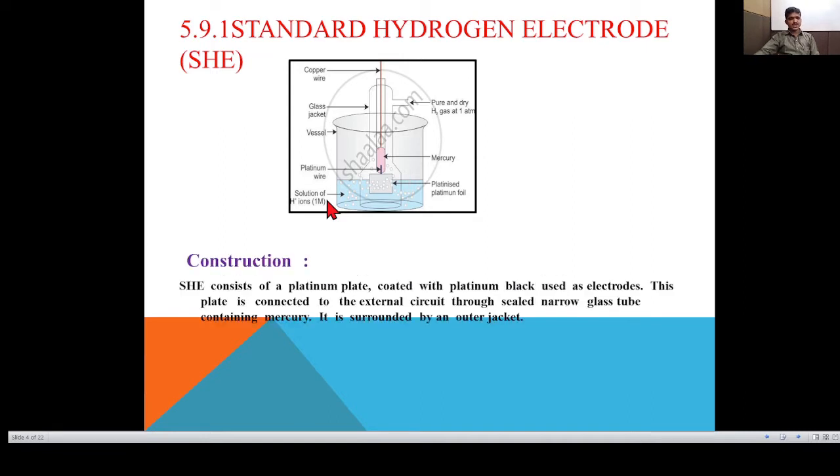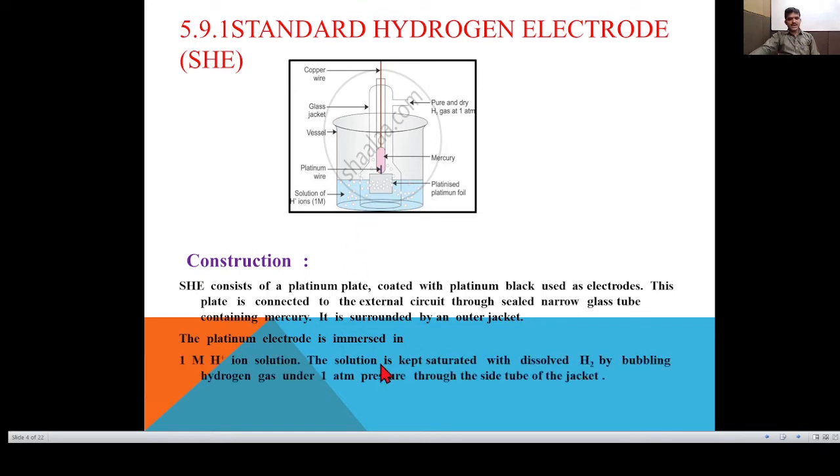Then how to construct the cell? SHE consists of a platinum plate coated with platinum, also called platinum black. This plate is connected to the external circuit through a sealed narrow glass tube containing mercury. It is surrounded by an outer glass jacket. The platinum electrode is immersed in the 1 molar H+ solution.